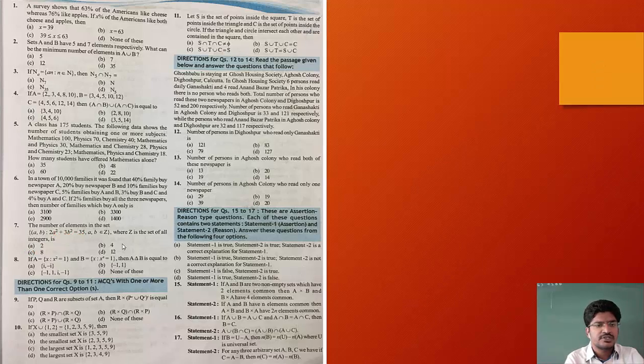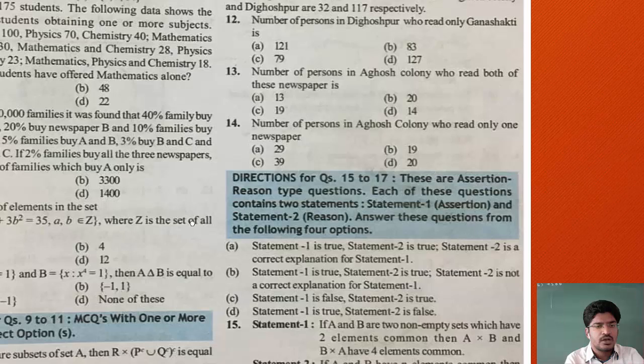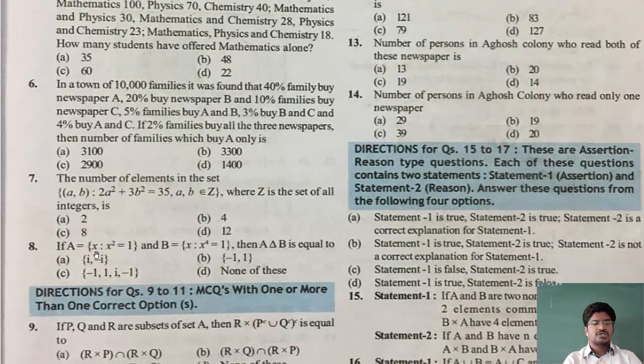Okay, students. Now, let us go for question number 8. Clear? In question number 8, what they are telling is, if A equal to set of x such that x square equal to 1 and B equal to set of x such that x to the power of 4 equal to 1, then A symmetric B is equal to, that means delta here, that is nothing but the symmetric sum. They are asking the symmetric sum of A and B. So, let us calculate the symmetric sum of A and B.